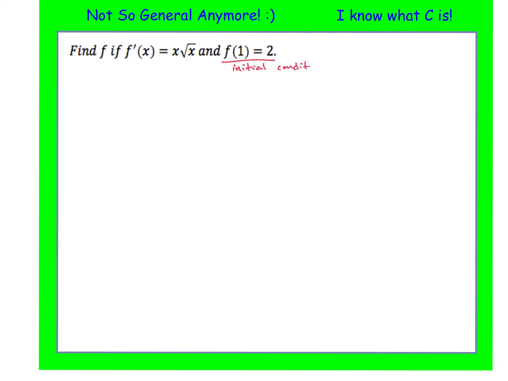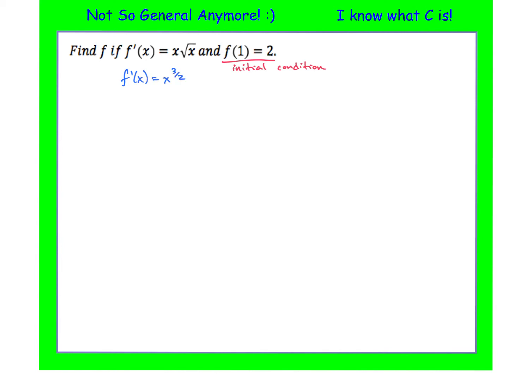Right? So now what we're given is called an initial condition. It's basically going to tell us our vertical shift going on. So it's not going to be a general solution anymore. It's going to be what's called a particular solution. All right. So I'm given f prime, but before I do anything, I want to rewrite what that f prime looks like. So what would that f prime look like? X to the 3/2. There it is.